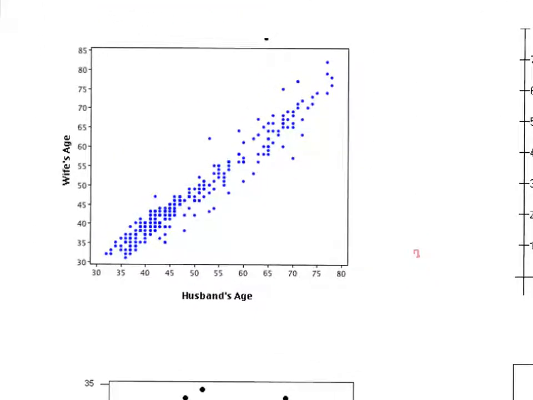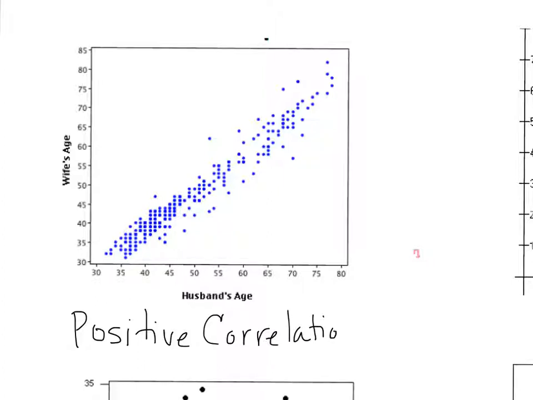You're going to see in this graph we're comparing the husband's age to the wife's age. And in general, the data points go up. This is called a positive correlation. So once again, in general, as the husband's age increases, so does the wife's. Both data points are getting larger. Now let's take a look at another type of graph.